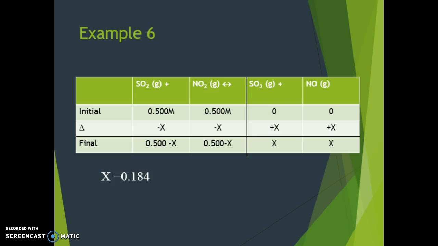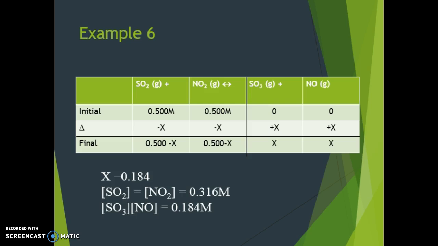I usually make sure I define everything and then circle it. If I had a highlighter, I would highlight it on the page. And that would look like this, where I say that my concentration of SO2 equals the concentration of NO2, and both of those are equal to 0.316 molar. That would be my 0.500 minus the x value that I could plug in. And then my SO3 value and my NO value are equal to each other, and those both equal 0.184 molar.